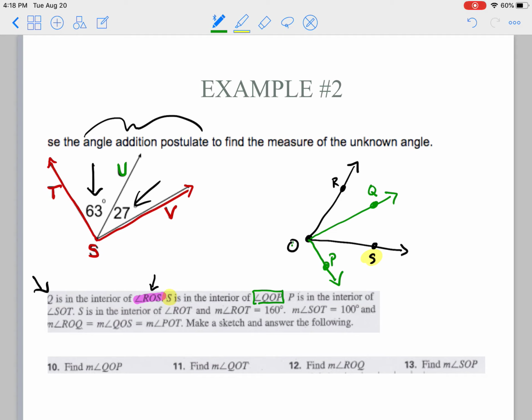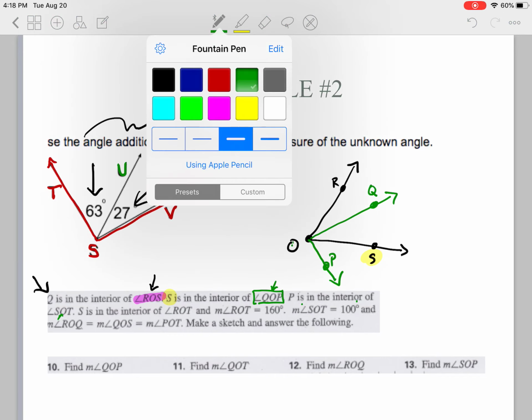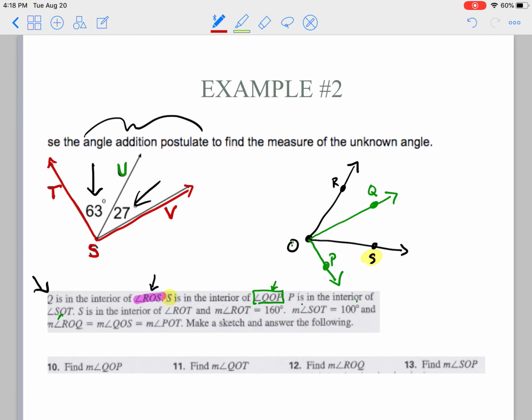Lastly, we know that P is in the interior of SOT. Well, what's the commonality? O is still my vertex. It's the middle letter in the angle name. However, my angle is now S. So here's my S, same S. O. Now I've got to draw a T. S-O-T.